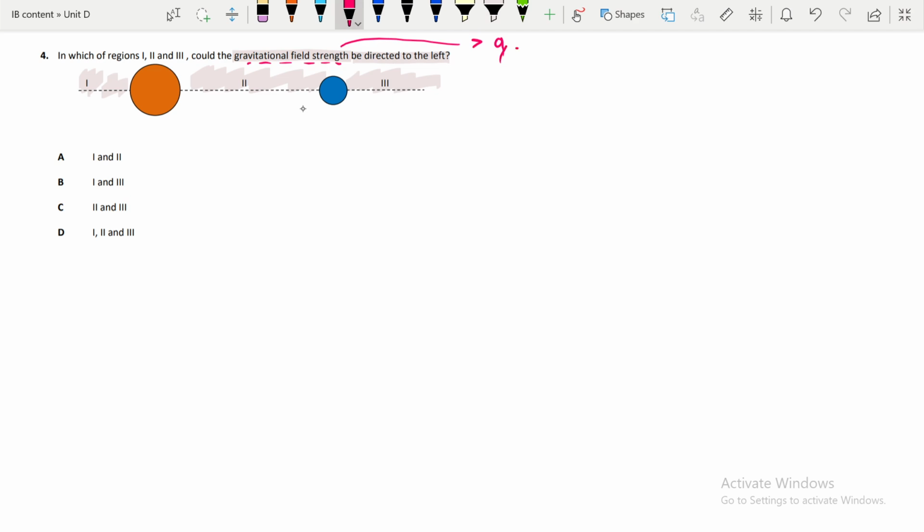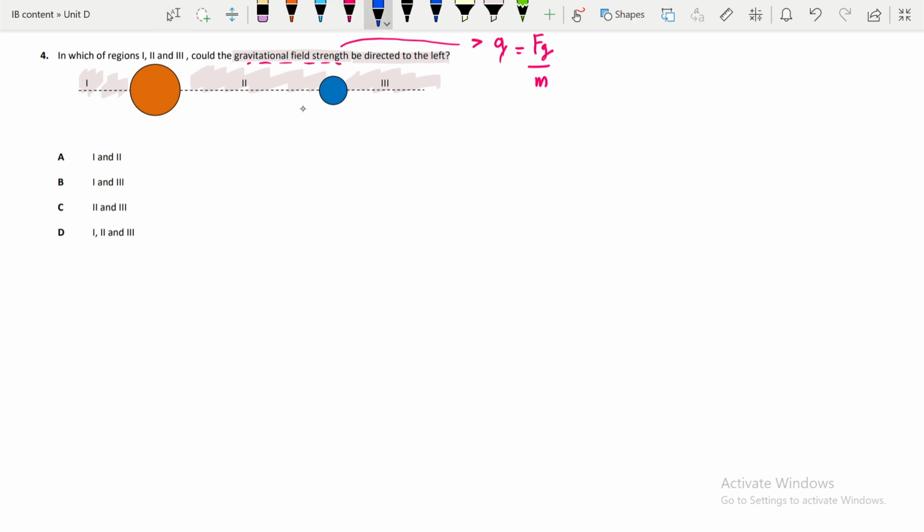And why does it have a direction? Because it's gravitational force per unit mass. So the direction of field strength is the same as the direction of the force applied by the planet or mass on another object. So let's take another diagram.